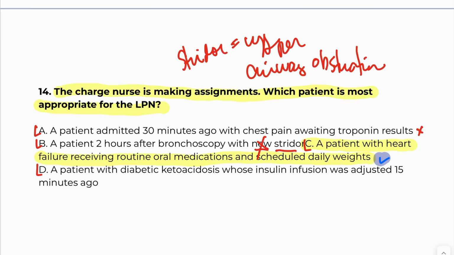And then letter D, a patient with DKA who has an insulin infusion, because we need constant monitoring on that, right? So just in case the question is a prioritization question, you prioritize. The correct answer is going to be letter B, right? Because guess what? Our A, B, C. I know letter C is having chest pain. It can go. We're still waiting for the results, right? But letter B is going to be your priority because of A, B, C. Remember, stridor is an upper airway obstruction, right?